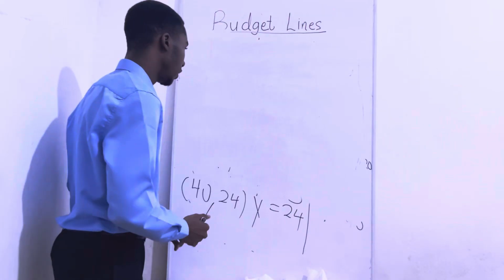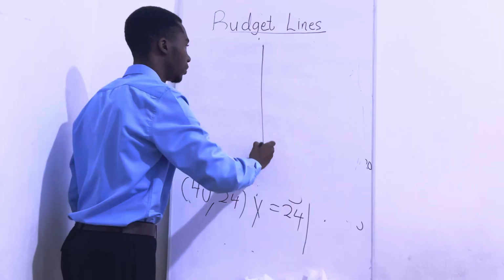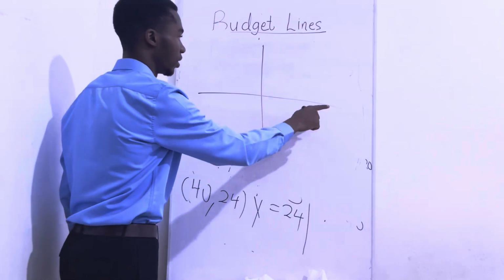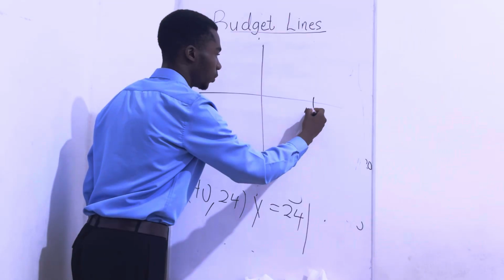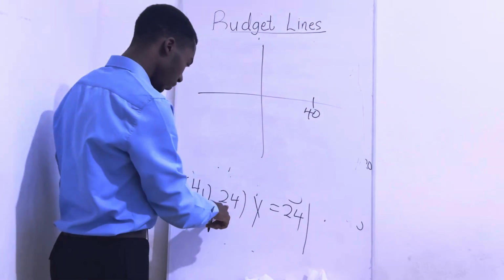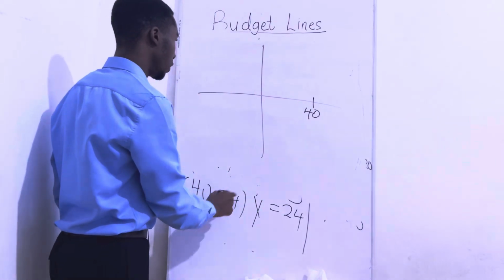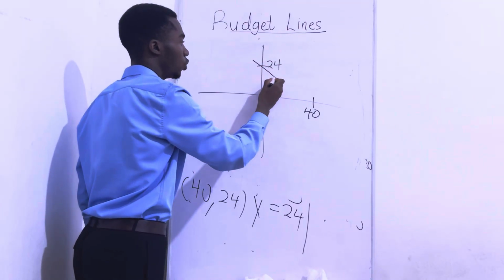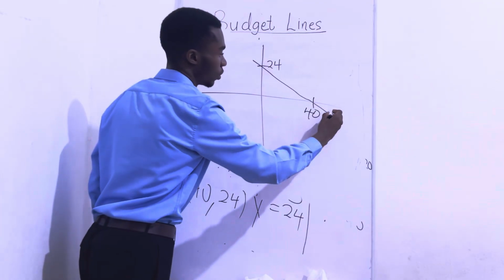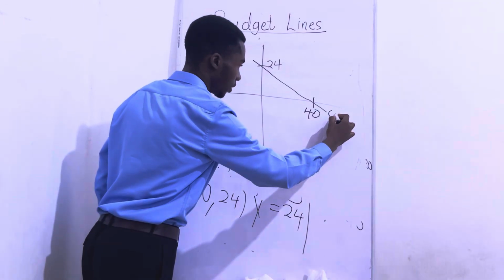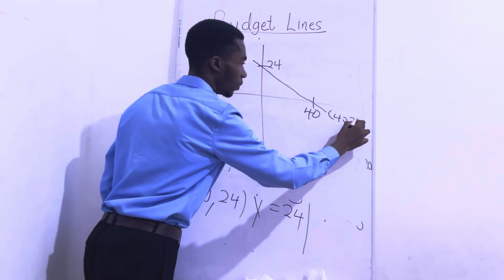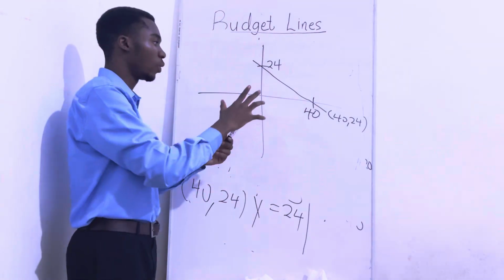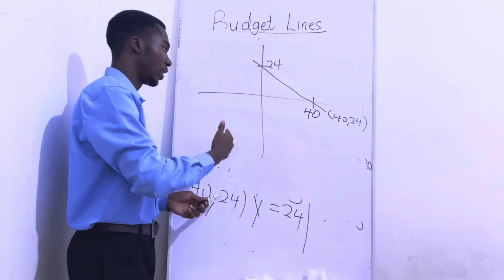So now since we have the 2 points, if you want to draw it on the graph, we have our x to be 40. So this is the x-axis. We can just put 40 anywhere. Then for the y-axis, we have y to be 24. You can just put 24 somewhere here. Then we join the 2 points. That's all. So we have 40, 24. You get it? So this is how we go about it if you're asked to draw the budget line.